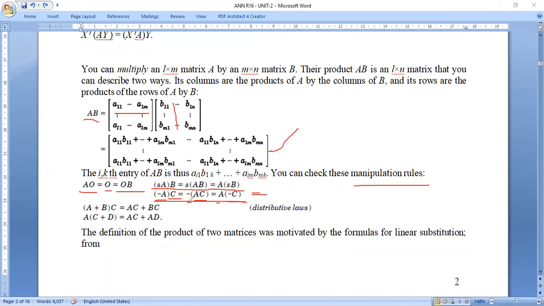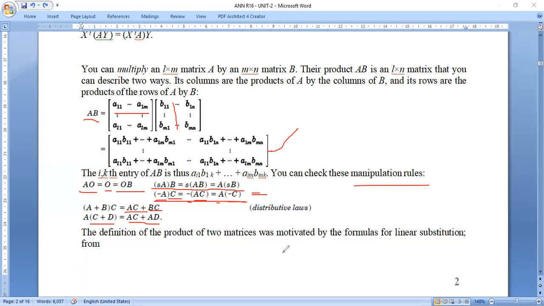And next, if you observe the distributive laws, A plus B, if you perform the matrix addition of A with B and then go for the product with C, you get the same result as A into C plus B into C. In the same manner, first you perform C plus D, and then multiply with matrix A. You will get the same result as A into C plus A into D. These are some manipulation rules of a matrix.